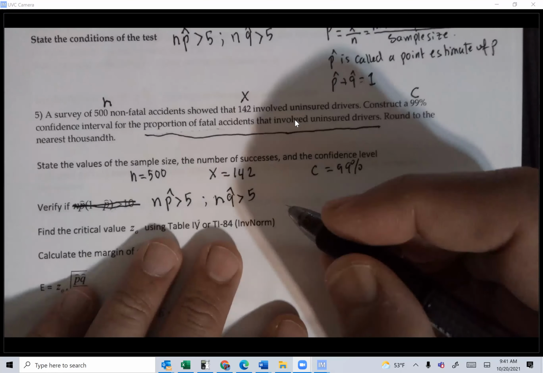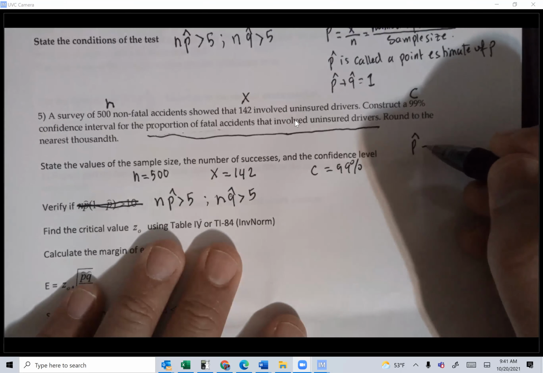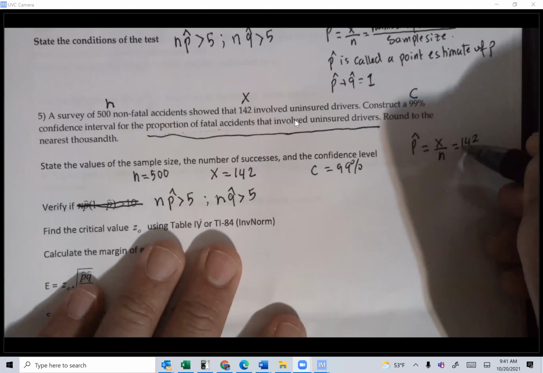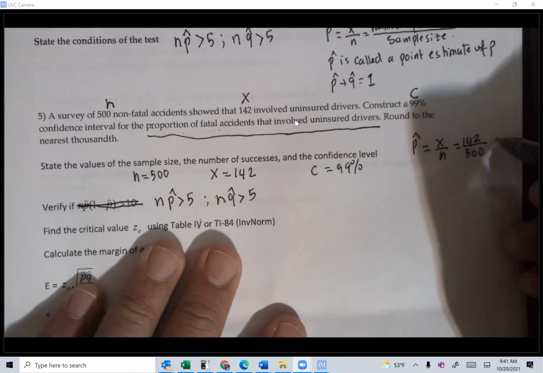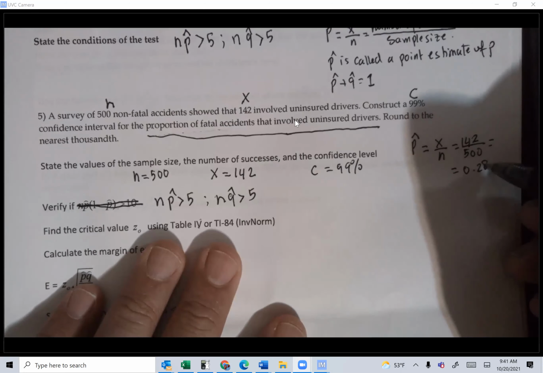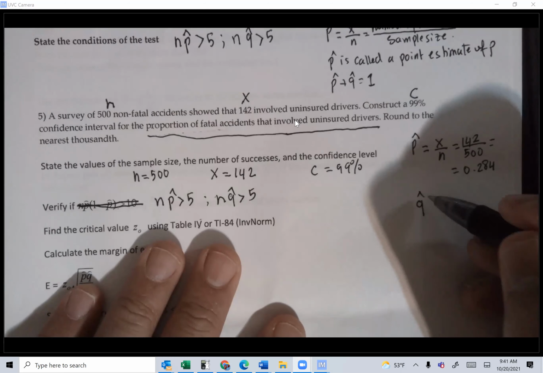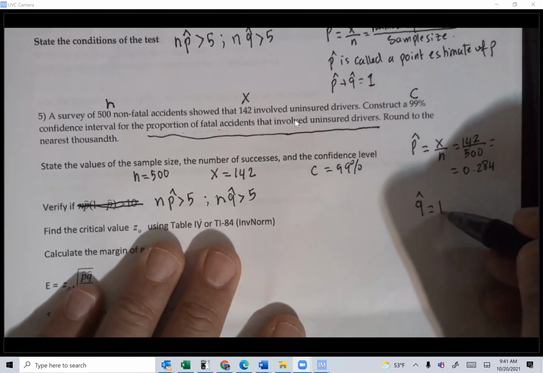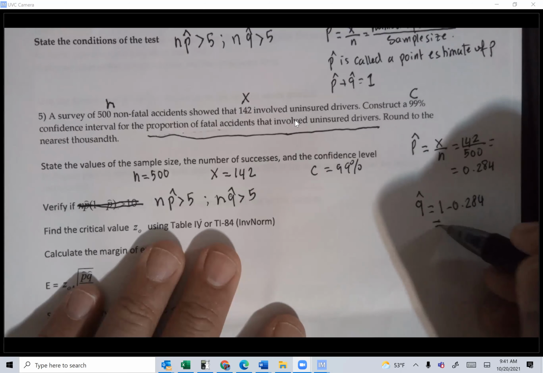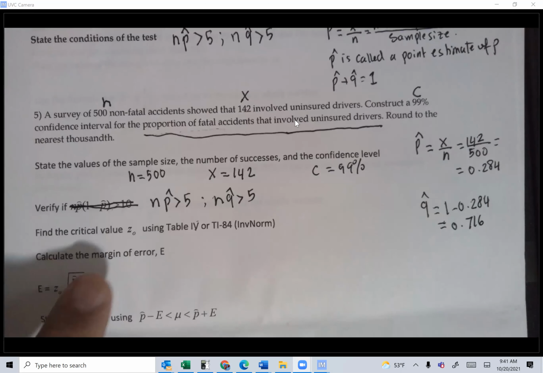Okay, first of all, we need a P hat. P hat, guys, is X over N, which is 142 divided by 500, which is going to be 0.284. And let's find the Q hat. Q hat, guys, is going to be 1 minus 0.284, which is 0.716.